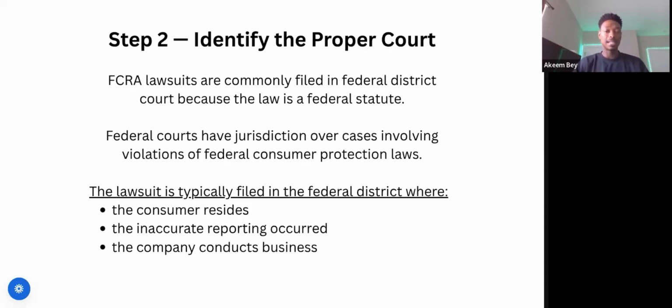So step two is just identifying a proper court. FCRA lawsuits are commonly filed in federal district courts because the law is a federal statute. And federal courts have jurisdiction over cases involving violations of federal consumer protection laws. But you can also file in small claims court. I don't recommend that. I recommend just going the federal way, right? And the lawsuit is typically filed in a federal district court where you reside, where the inaccurate reporting occurred, or where the company conducts business, but you could do it where you reside.